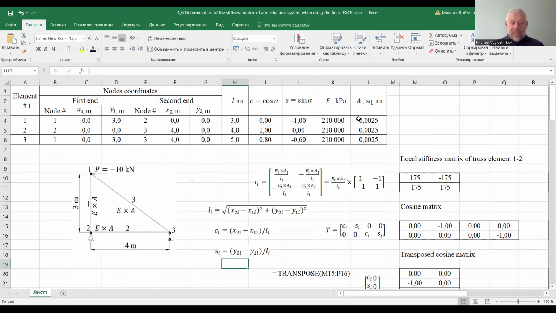And the two last columns of the assigning of the geometry. This is not a geometry characteristic. Yes, the last one is geometry. The area of the transverse section of the finite element is equal to 0.0025 square meters. We assign the same for all finite elements, and the same modulus of elasticity. Now we did it in this, not in kilopascals.